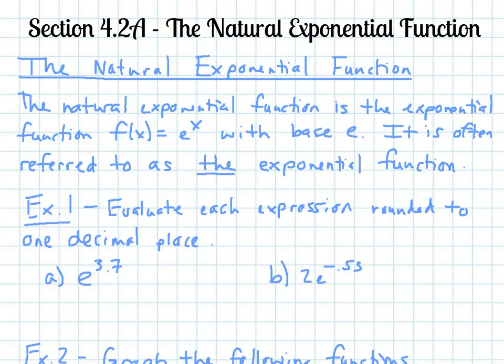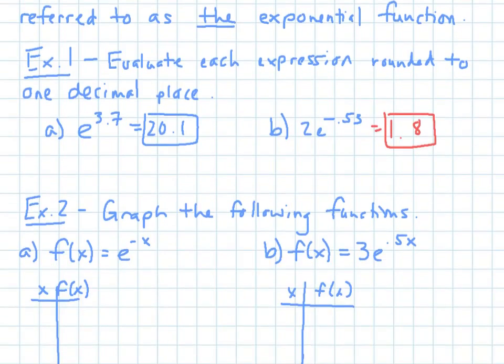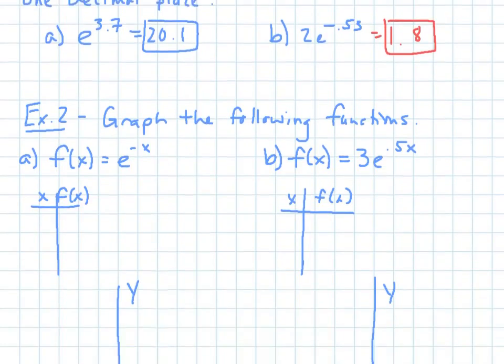First, example 1 wants us to evaluate the expression rounded to 1 decimal place. If I plug in e to the 3.7 power, then I get 20.1. If I plug in 2 times e to the negative 0.53 power into my calculator, I will get 1.8. Okay, so those are pretty simple.